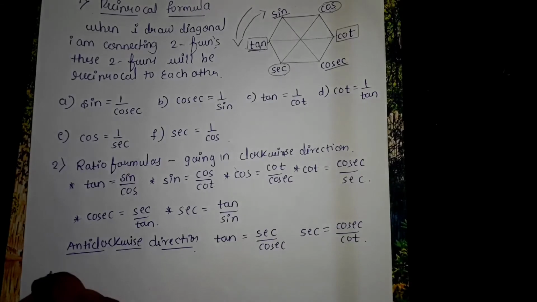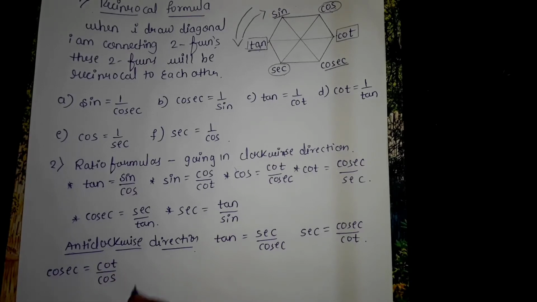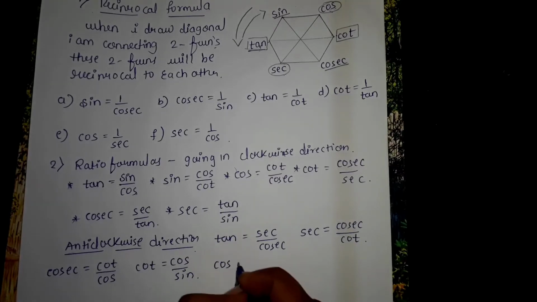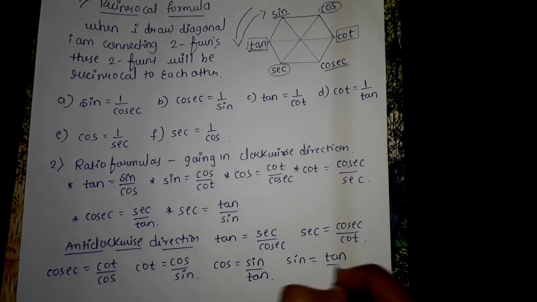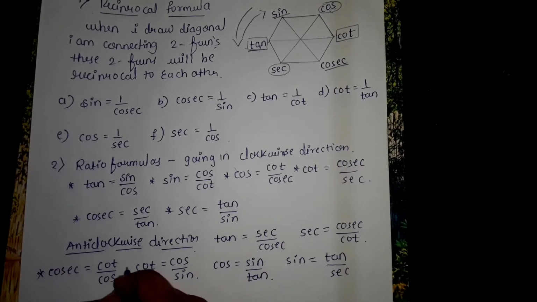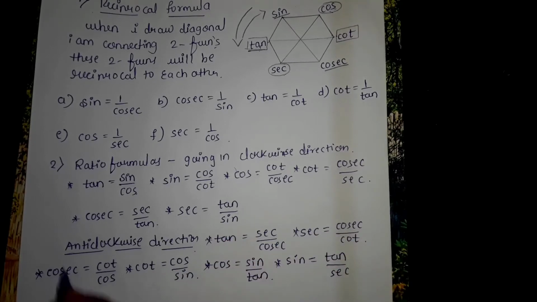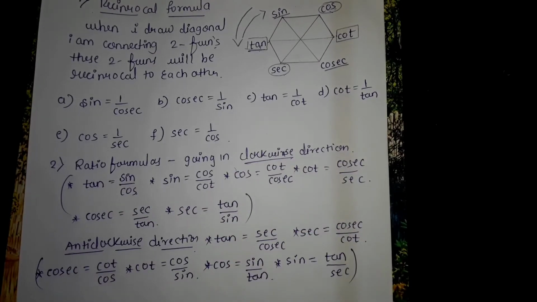Next, cosec. Cosec is the ratio of cot and cos, of course. Next comes the cot. Cot is the ratio of cos and sine. Similarly, cos is the ratio of sine and tan, and sine is the ratio of tan and sec. Please remember, this is by clockwise direction and this is by anti-clockwise direction.